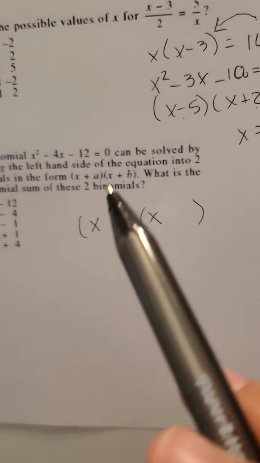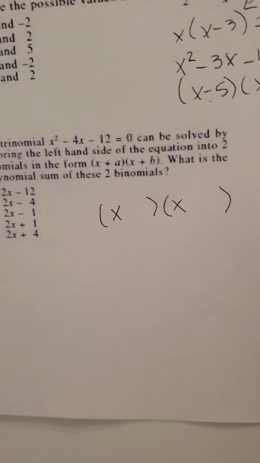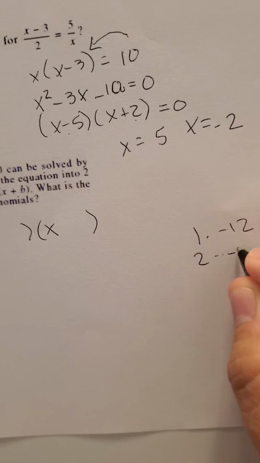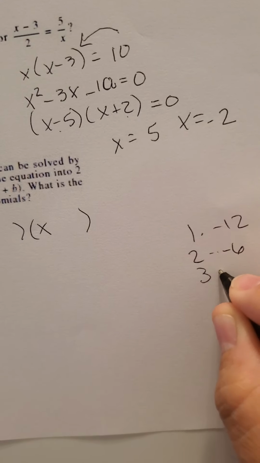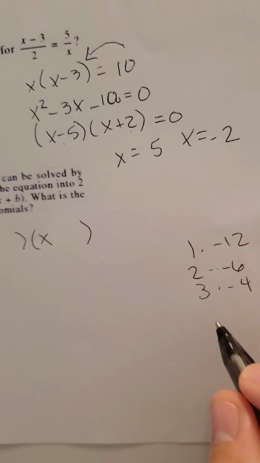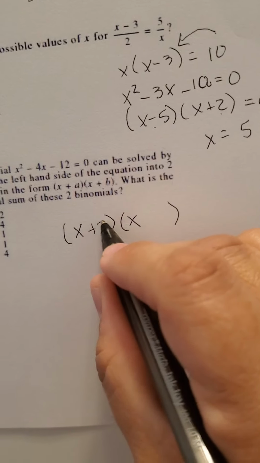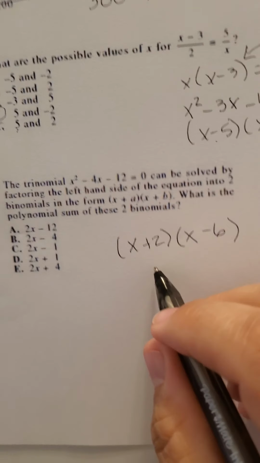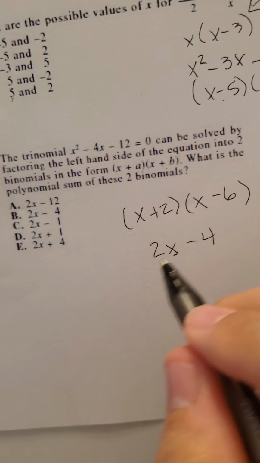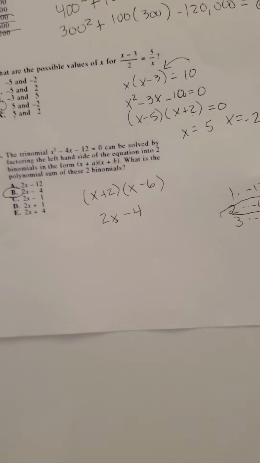All right, and then -12, I could say 1 times -12, 2 times -6, or 3 times -4. So if I look, I want to get -4 in the middle, so it has to be 2 and -6, right? So +2 and -6. So if I look at that, that would be 2x minus 4 if I added those together. So 2x minus 4 is B. I hope that was helpful.